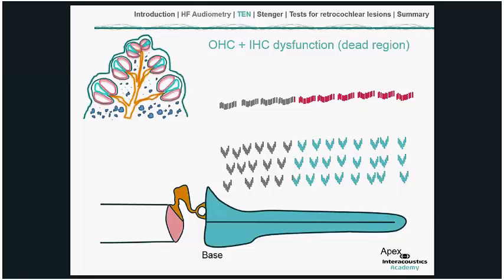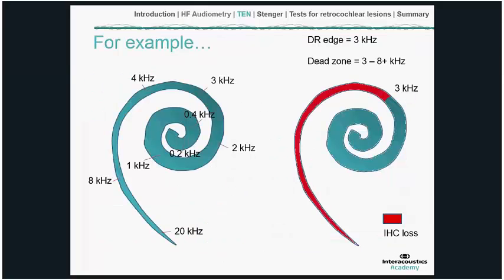So here we have, in this schematic, an example of a high frequency dead region from 3 kHz and upwards, and if we were to test at 8 kHz as we do routinely, then we could call it a dead zone up to 8, but of course we know from our previous discussion that actually the human ear is sensitive to higher frequencies than that, and it might be that the dead region extends into the very high frequency range.